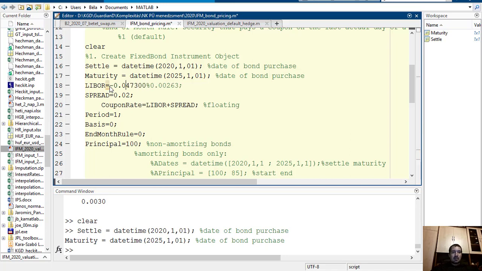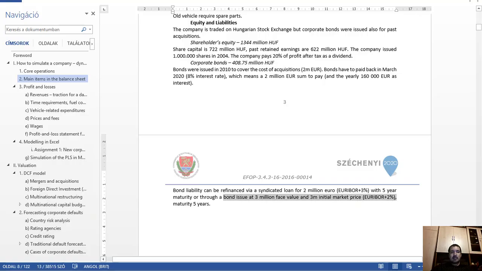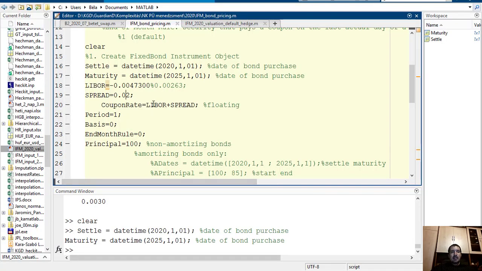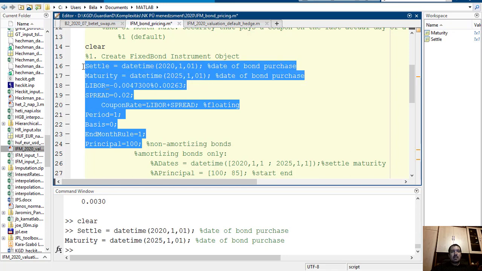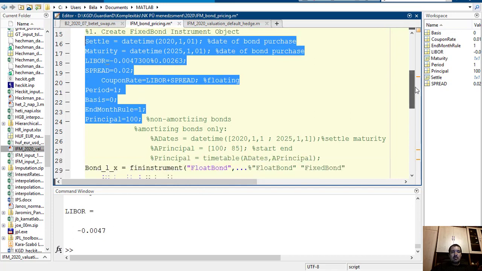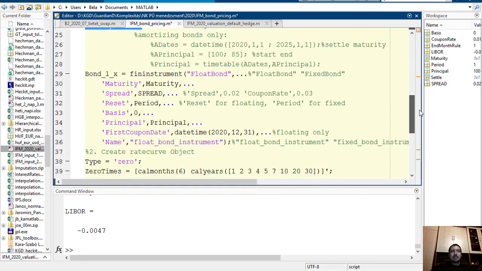It's a percentage, so we have to add some zeros. We have to define the spread. This is plus 2%. And period, basis, end of month rule. I got this 1. Also, we have to define the principal. Let's say it's 100. We don't want to overcomplicate things.